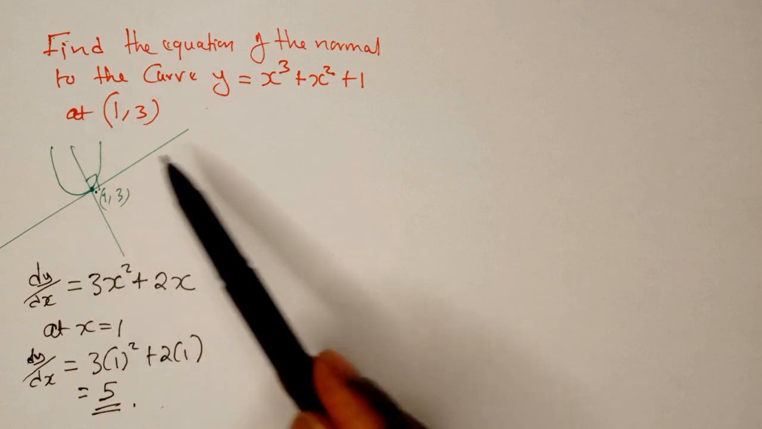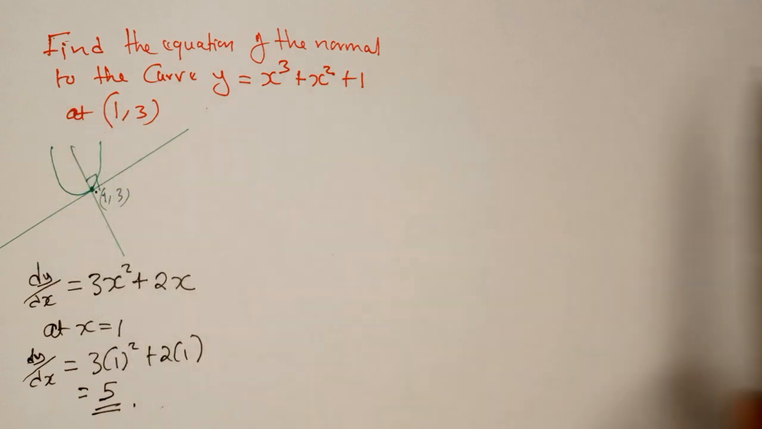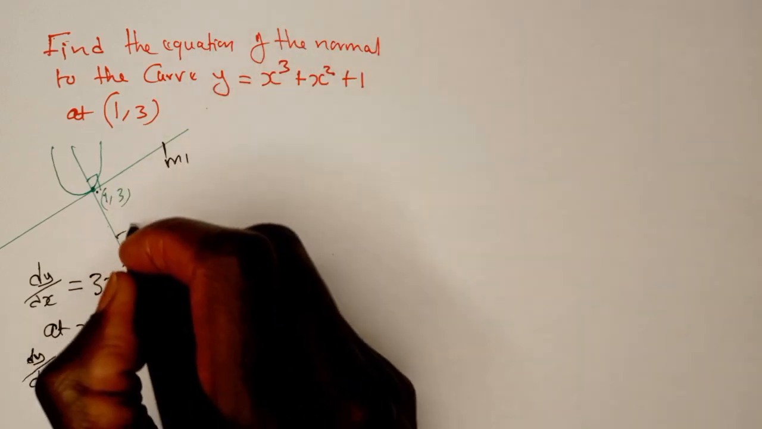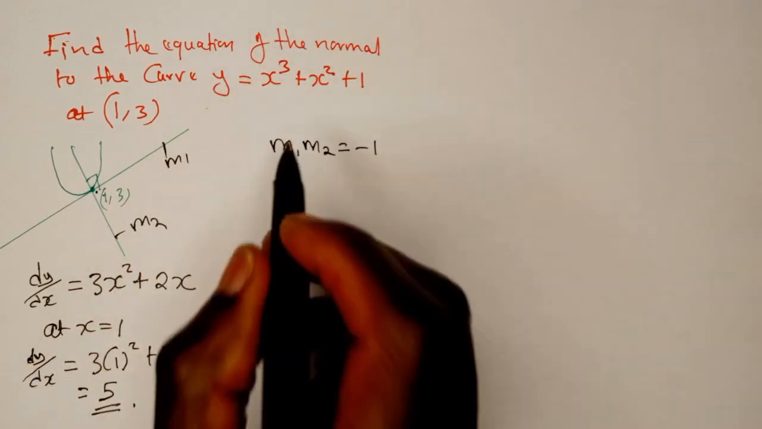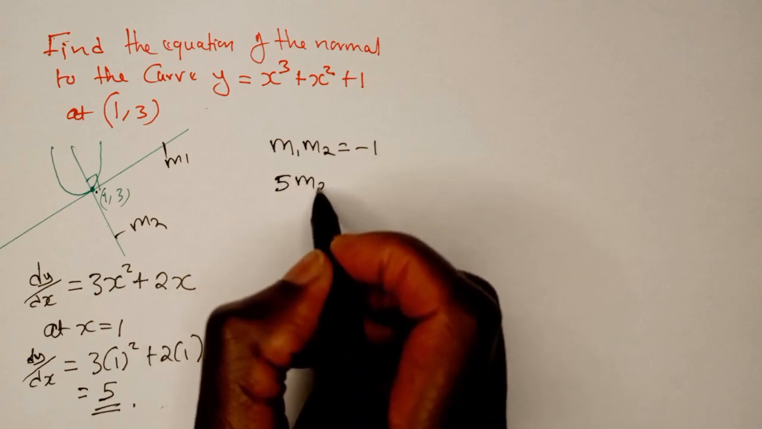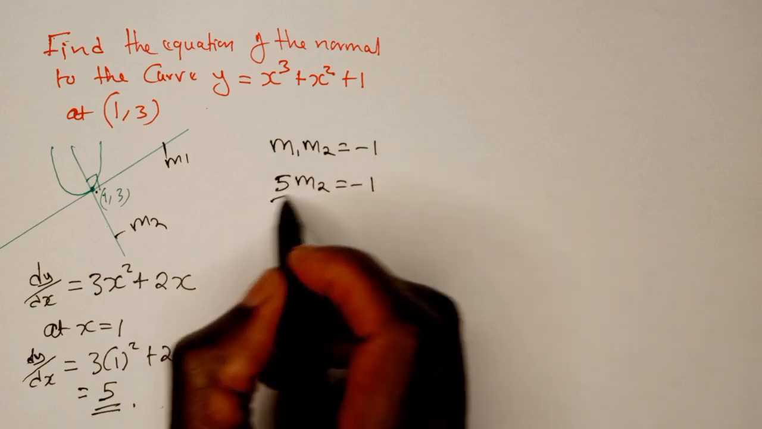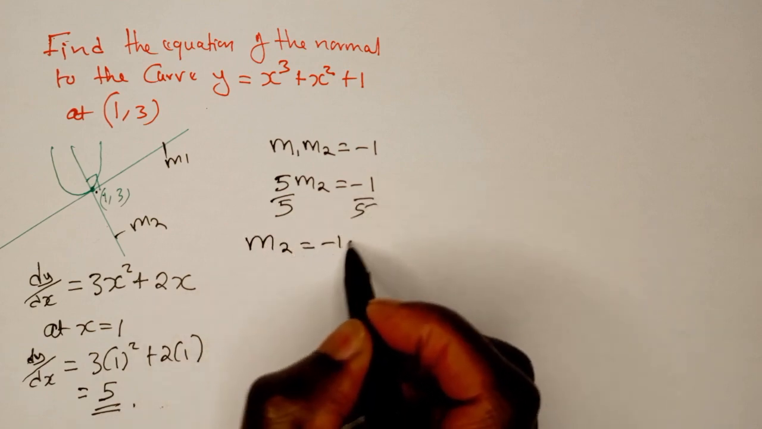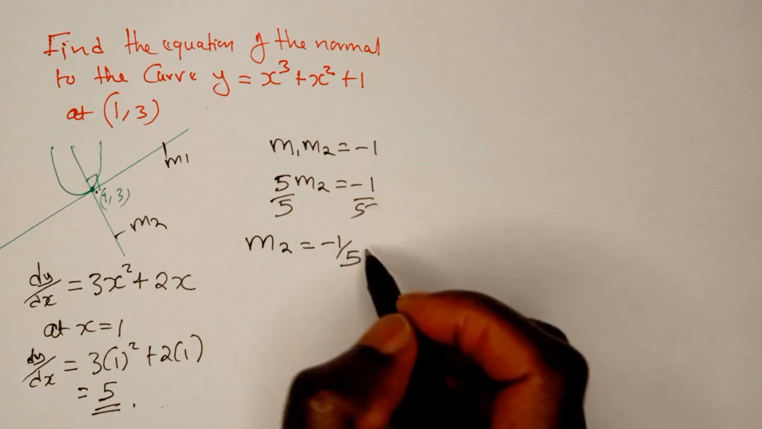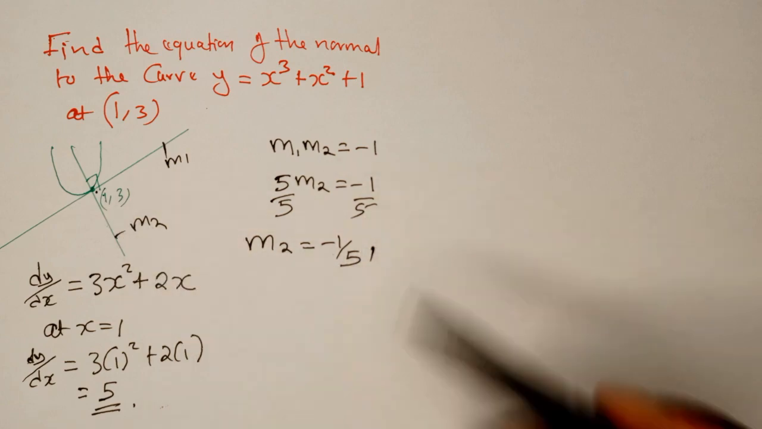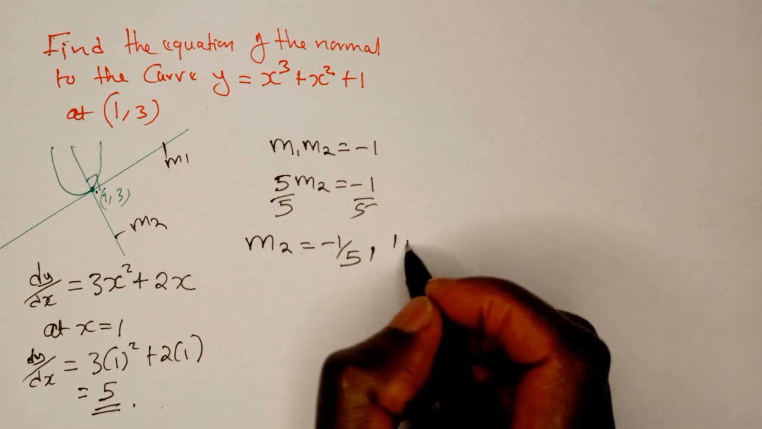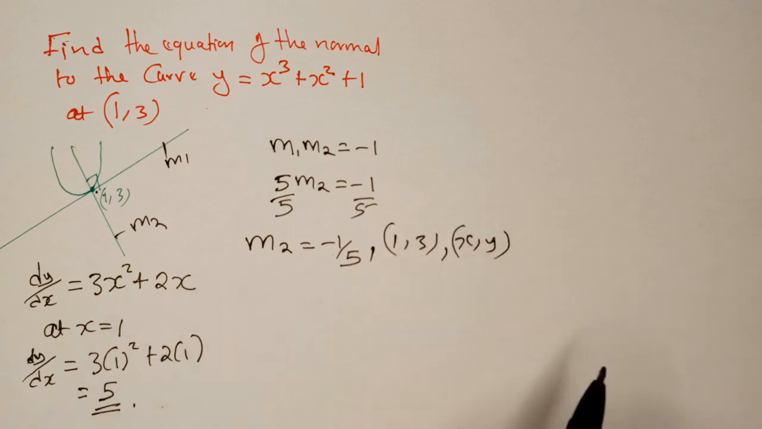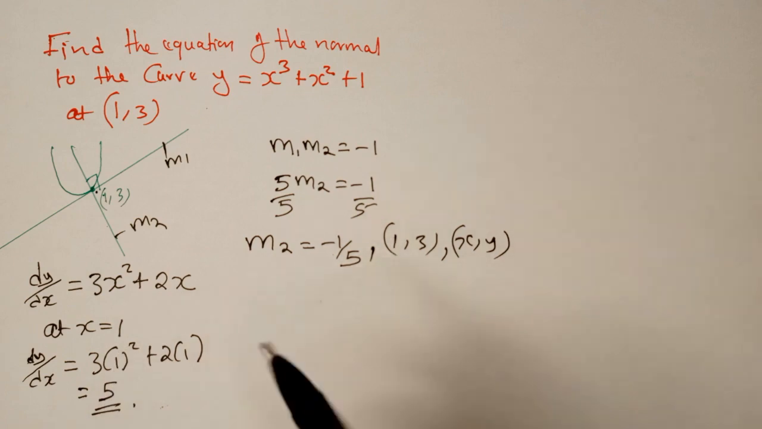This gradient is the same as the gradient of the tangent. So we can say this is our m1 and this is our m2. So we always say m1 times m2 gives -1, so 5 multiplied by m2 should give me -1. So divide by 5, divide by 5. So my m2 will be -1 over 5. So we have the gradient of the normal. We need a point that is passing through that line, which is (1, 3). Then you take an arbitrary point (x, y). So these 3 can help us get the equation of the normal.